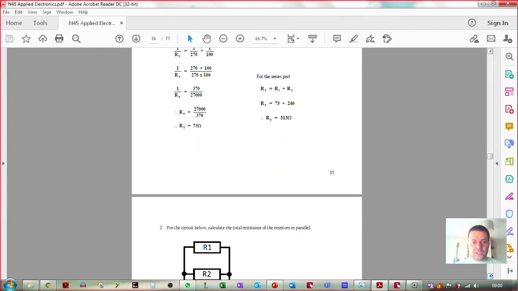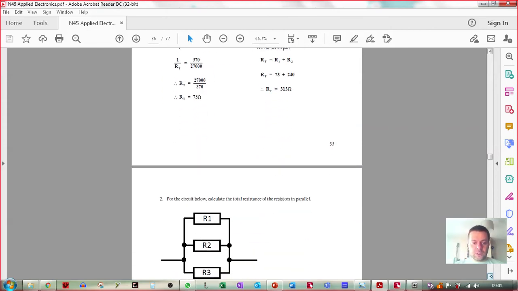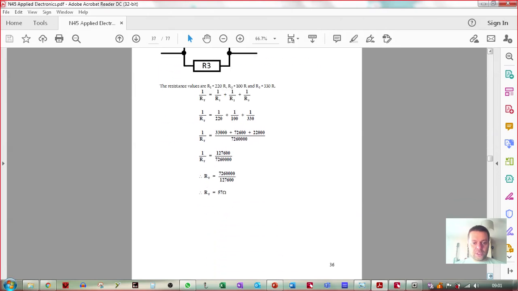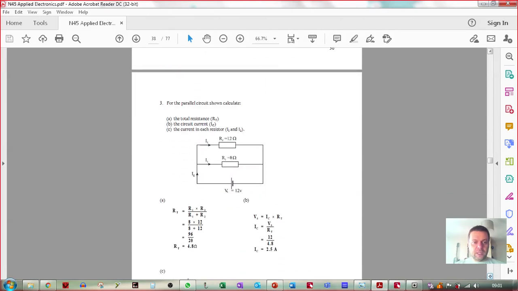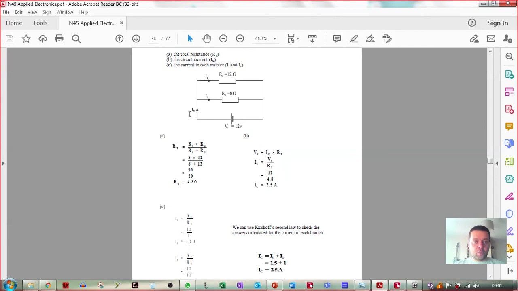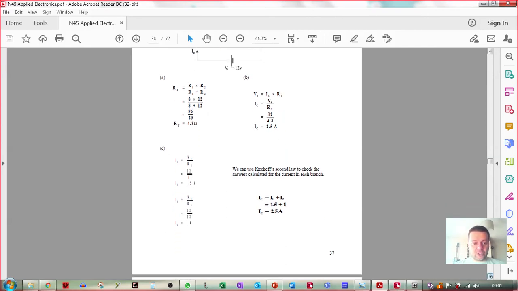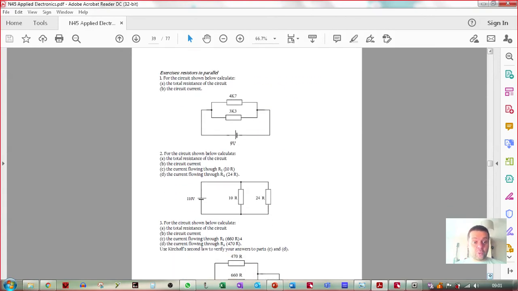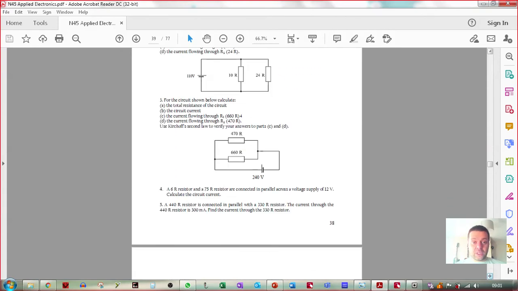So they work out total resistance and so on. I think this is another worked example, working out total resistance when there's 3 of them, and then a worked example where you're going to have to work out the circuit current and the individual currents. I've already shown you that, but this is just another set of examples. And then on page 39 there's a bunch of questions on parallel circuits.